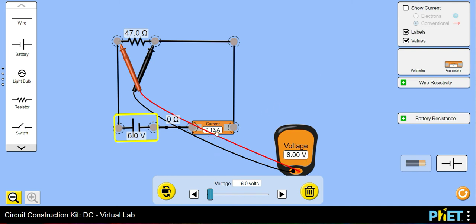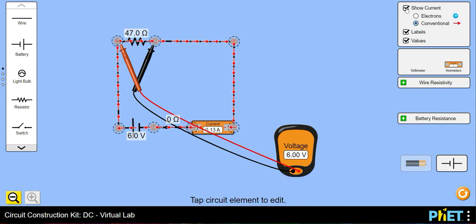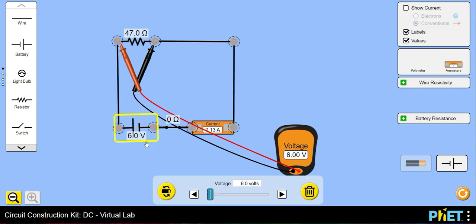But note carefully, the current meter did not display a negative sign in either polarity, which means that the current meters here cannot be used to tell the direction of current. I guess that's the only real value that this might have. I'm going to switch it back.